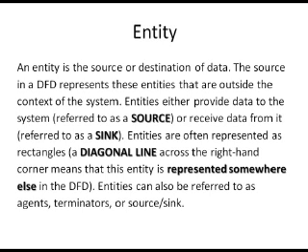Entities. An entity is the source or destination of data. The source in a DFD represents entities that are outside the context of the system. Entities either provide data to the system, referred to as a source, or receive data from it, referred to as a sink. Entities are often represented as rectangles. A diagonal line across the right-hand corner means that this entity is represented somewhere else in the DFD. Entities can also be referred to as agents, terminators, or source or sink.